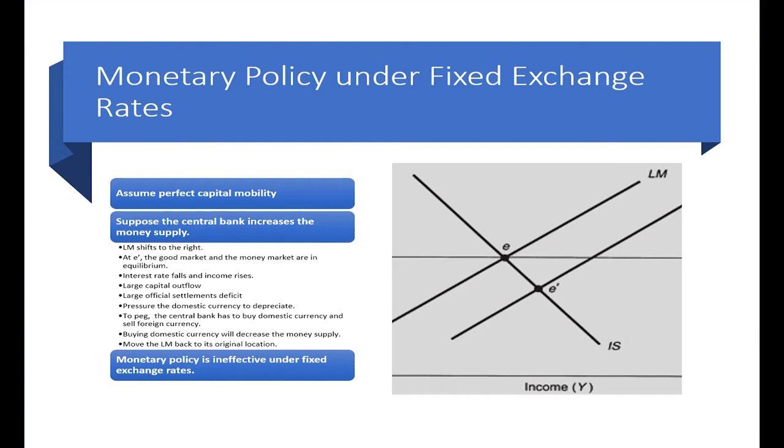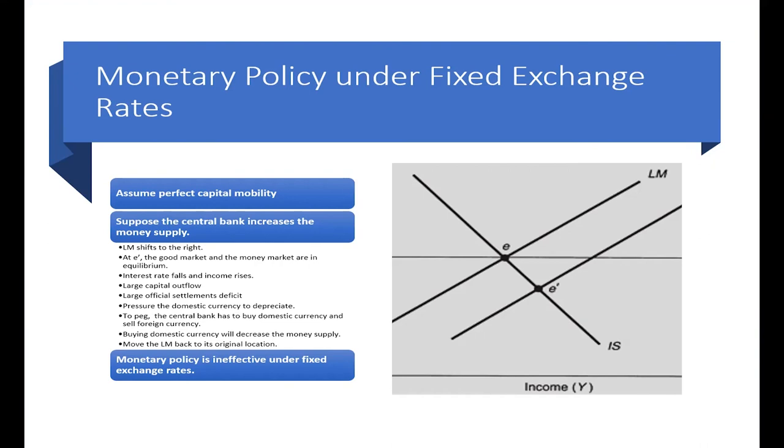Now, the situation we want to analyze is, suppose that the central bank increases the money supply. This is, if you recall from lesson two, an expansionary monetary policy. How does that affect our results now that we have an open economy, and in this case, particularly under fixed exchange rate? If the central bank increases the money supply and you start from an equilibrium E in this figure, the LM curve shifts to the right, and the new temporary equilibrium establishes at E prime.